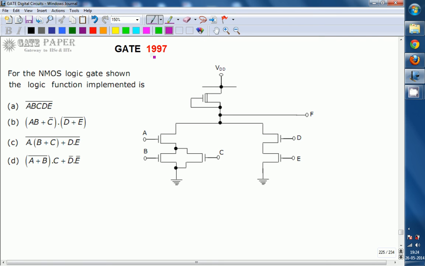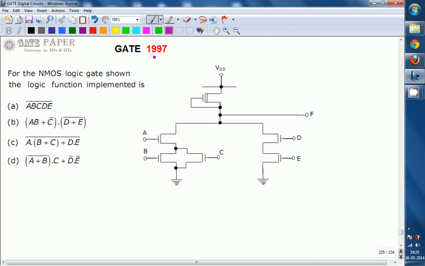Hello, we are discussing the GATE 1997 ECE paper, and this question is related to digital circuits. Look at the diagram. For the NMOS logic gate shown in the diagram, the logic function implemented is, that is, what is the value of F? There are four options given, A, B, C, D. Out of those, which will be the right answer?